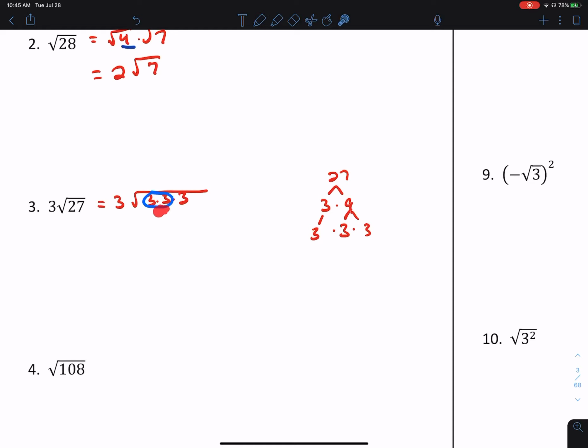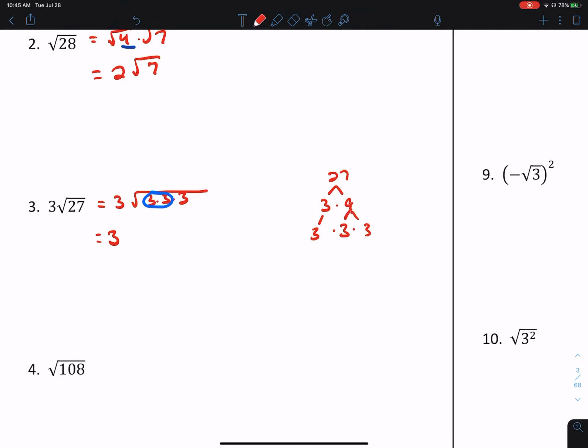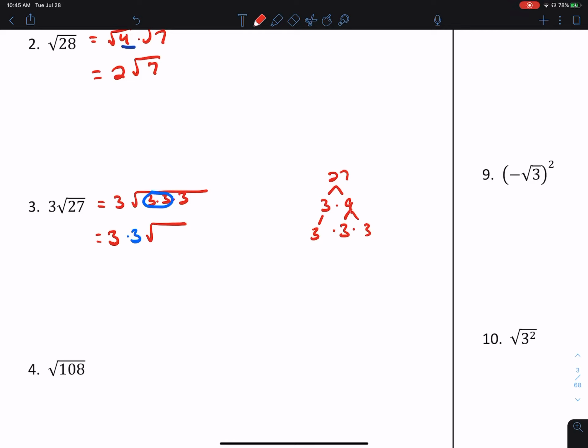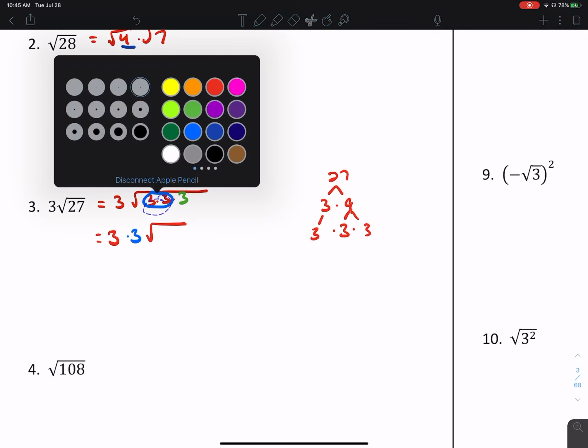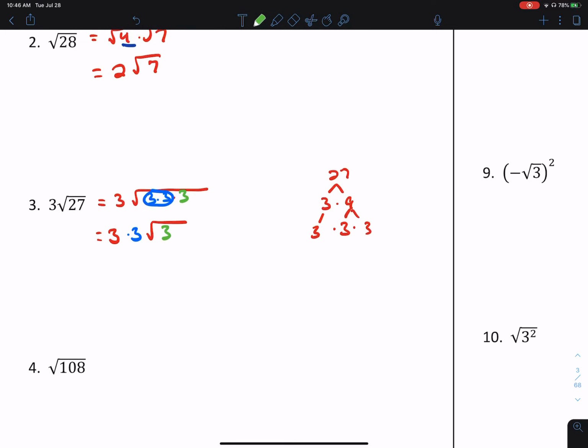For every pair, you put one of those numbers on the outside. So we already had a 3 on the outside. This blue 3 represents the 3's that were paired together. Let me do this. And then the leftover 3 that had no pair stays on the inside.